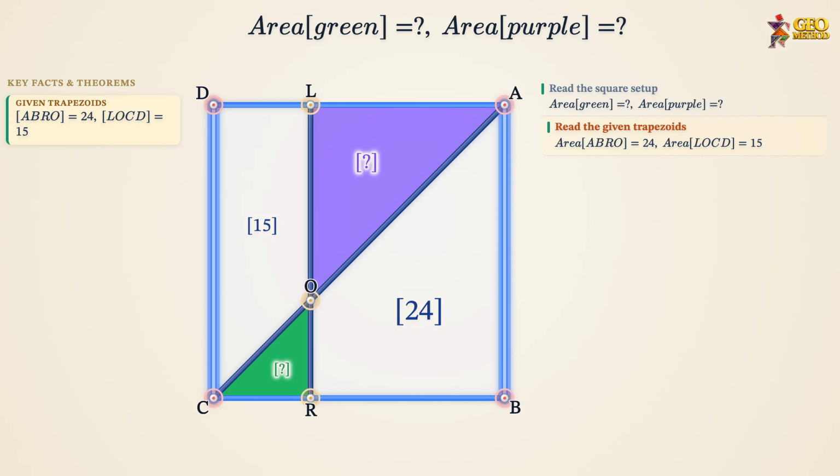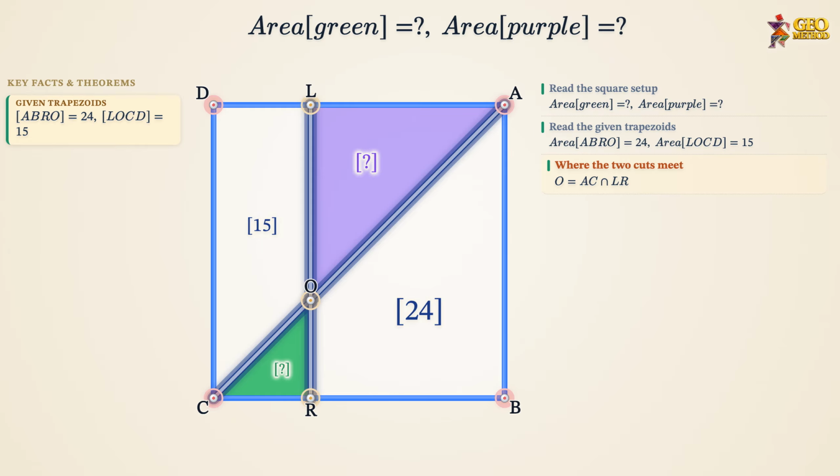The two white pieces are trapezoids. The right-hand one, IBRO along the right edge, has area 24. The left-hand one, LOCD along the left edge, has area 15. These fixed numbers are the only measurements we are handed, so everything must be built from them.